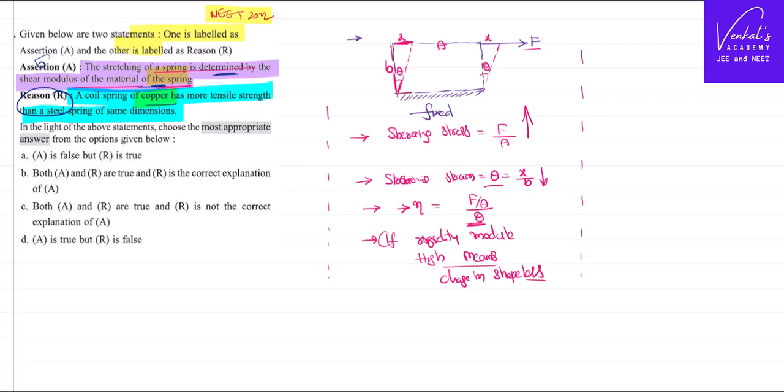But we know the statement that copper has more tensile strength than steel is wrong information. Actually, the tensile strength of steel, by numerical values of their rigidity modulus, is greater than that of copper. So, this reason is wrong. The assertion is true, but the reason is false, which is the right answer in the given options. That is how we have to understand it.